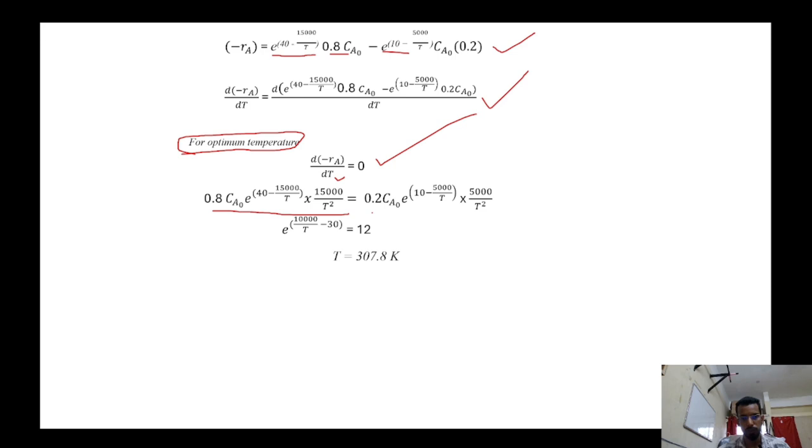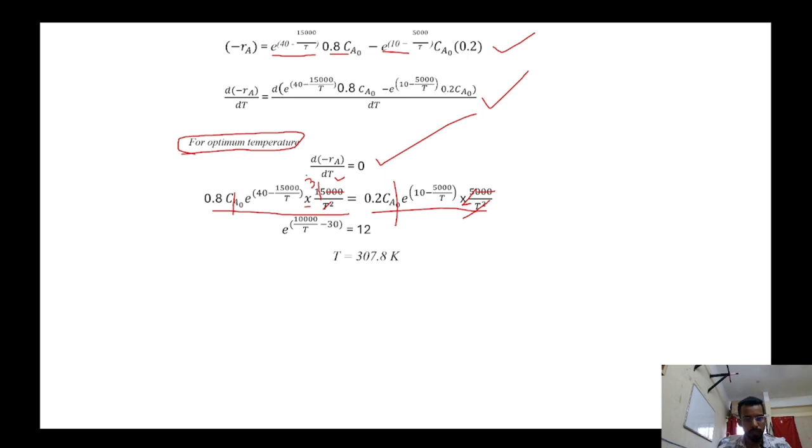This is equal to this. So we will cut the C naught from both the sides. Then 0.2 will come to this side, that is 0.8, and these three zeros will be cut with these three zeros. T square will be cut with the T square. This is the sign of multiplication. This is the sign of multiplication. Okay, don't get confused.